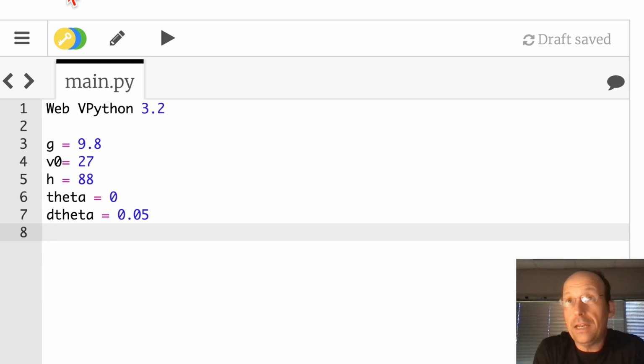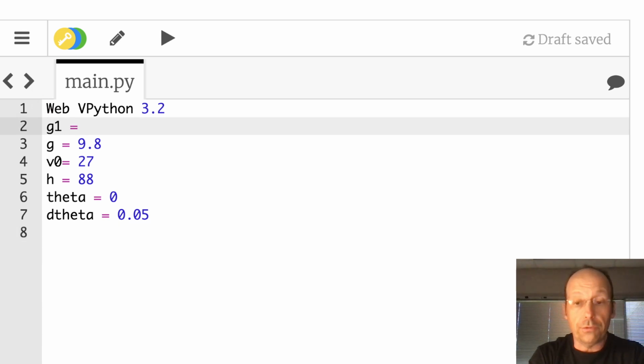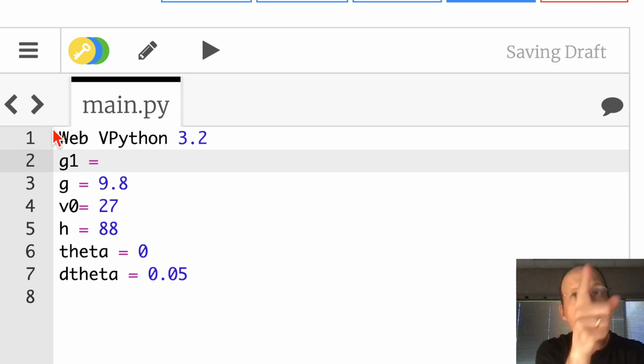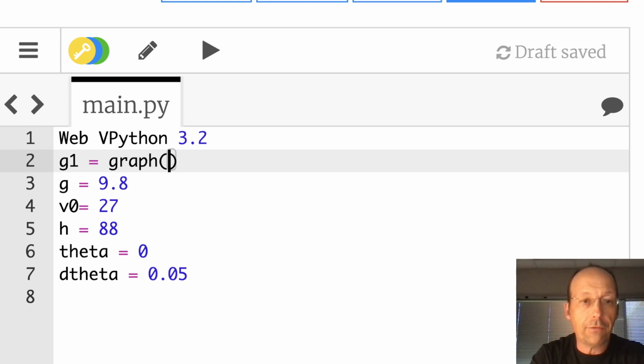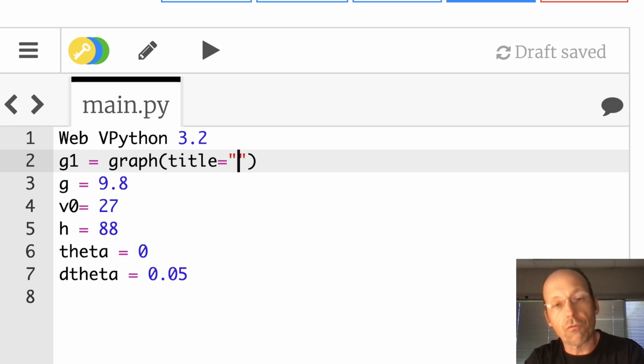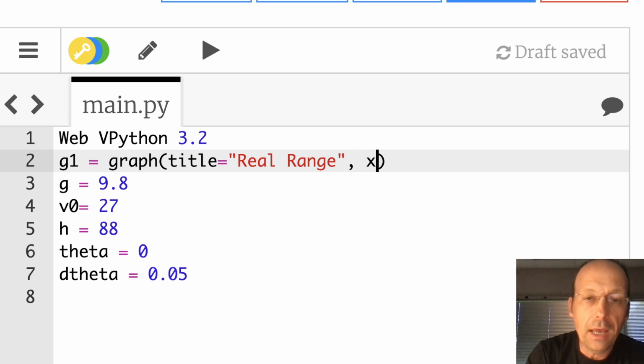And then I put in my initial theta and then how much my theta is going to change. It doesn't really matter. I do need a graph. G1 equals, I will give you the code down below. You know I'm going to give you the code. Graph title equals, let's say, real range. And that's just being mean. But, you know, whatever. X title is going to be equal to angle.